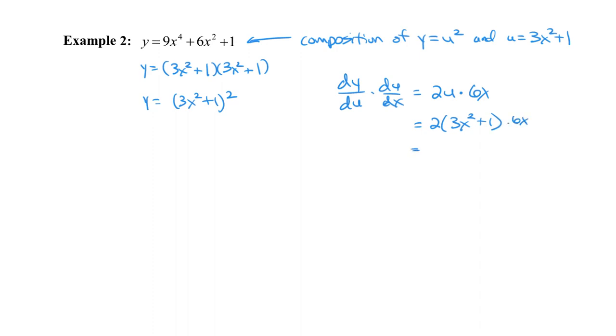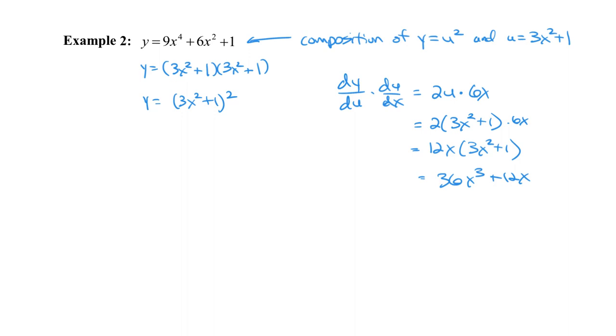Well, of course, multiplication is commutative, so order doesn't matter. I can move these around. So 2 times 6x is 12x. So let's write it like this. Then if I distribute the 12x through, we get 36x cubed plus 12x. So dy du times du dx is this. And the question is, does this equal dy dx?